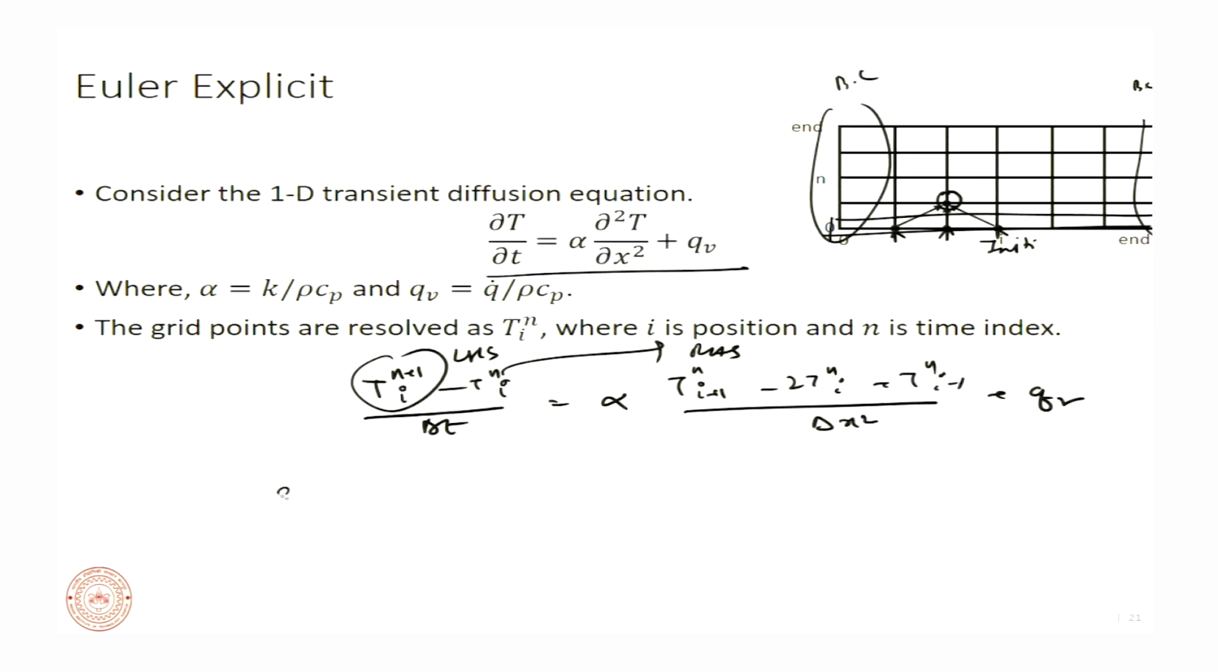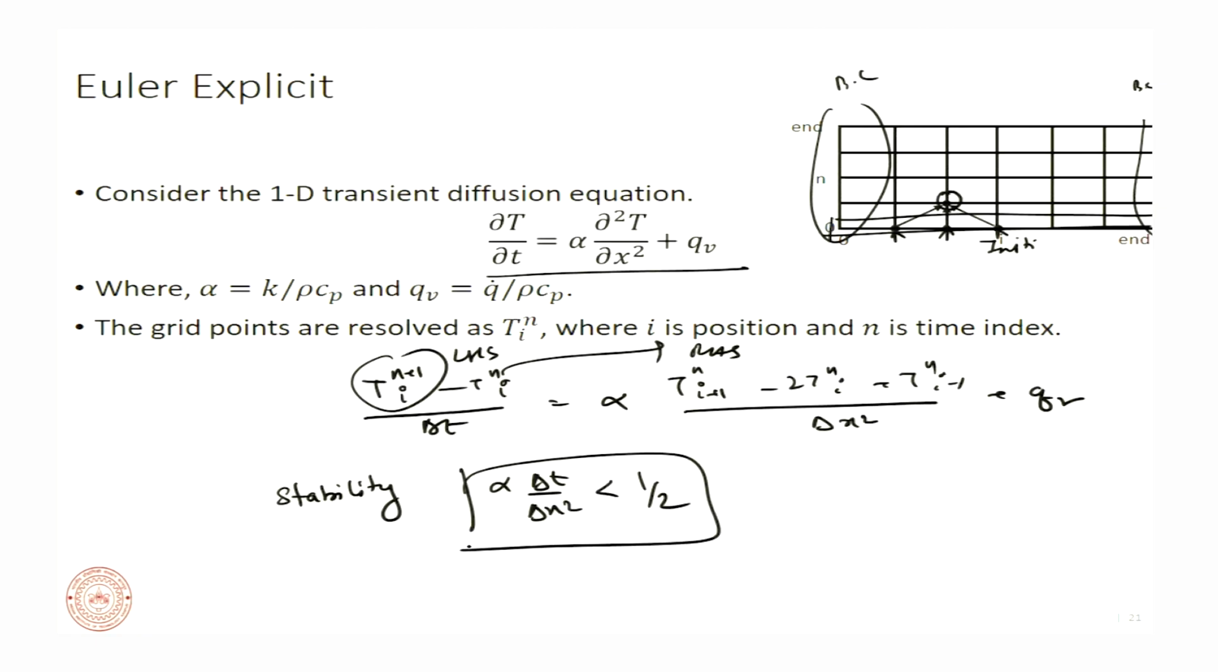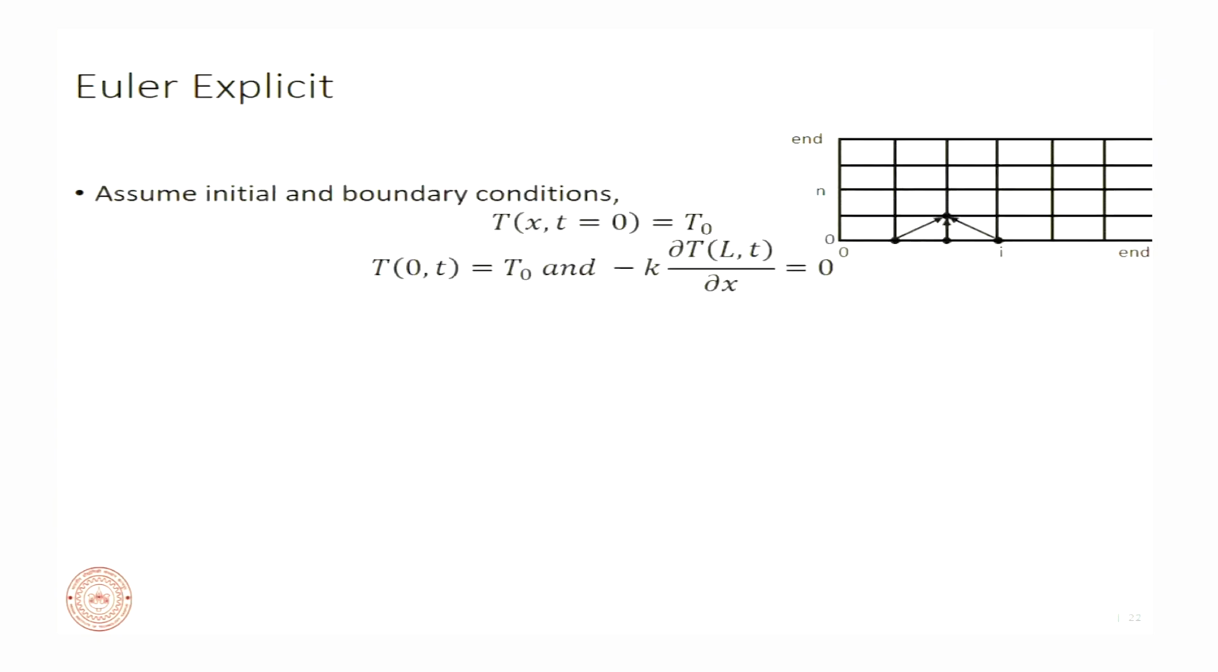Again, we have a stability for this. Stability is that alpha delta t by delta x square should be less than 1 by 2. Okay, if this value becomes greater than 1 by 2, it is going to blow up. If it is equals to 1 by 2, it is going to oscillate, just like we have seen for our Euler forward. Okay. Boundary conditions, again we are taking a Dirichlet type and a Neumann type. We have discussed this in the former slides.